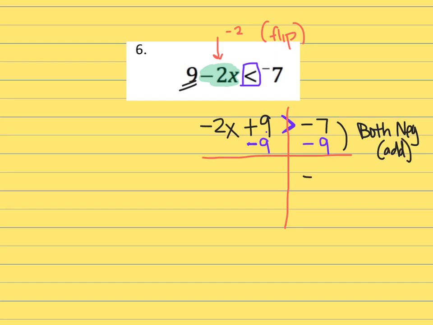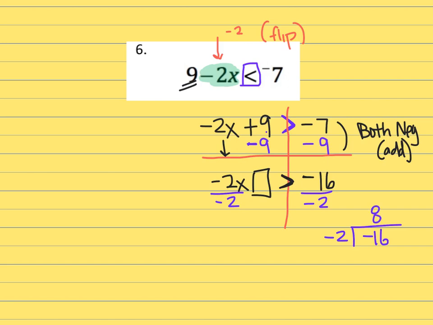When you do that, you're going to get -16. And then you still have your -2x. So -2x times something is greater than -16. So this is the number I'm looking for. If I don't know what that is, my last step is divide by -2. Divide by -2. -2 divided into -16. That's going to be 8.